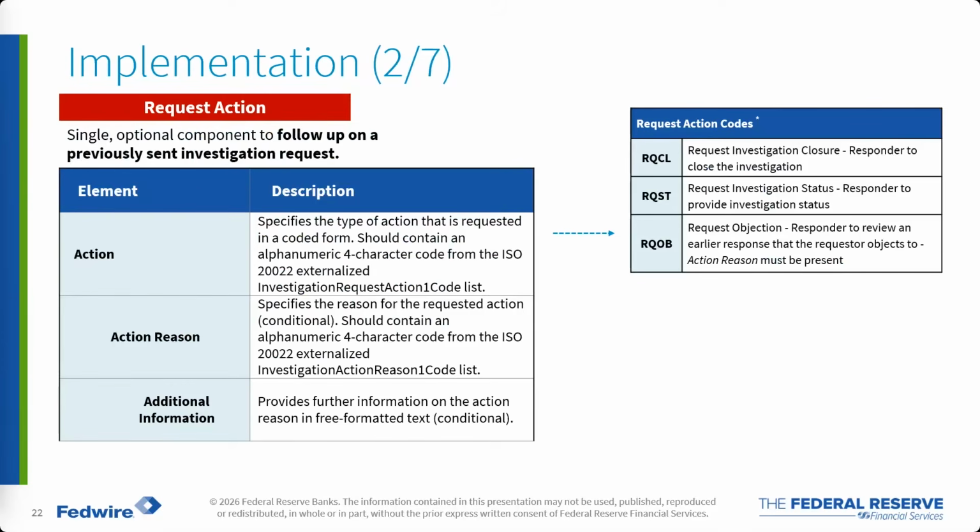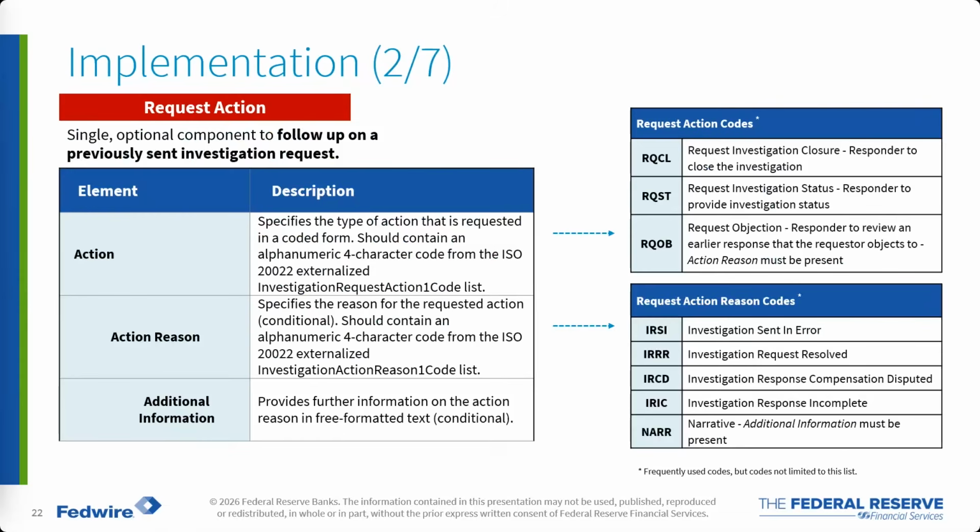Now, one of the codes that will definitely resonate with our audience today is, for example, where you ask for an investigation status. Because what we've heard a couple of months in since we went live is that not all investigation requests are always answered. So what you could do if you do not receive an answer to your question is resend your investigation request, and in the request action component, you will use the code RQST, where you say, I'm following up on a previously sent investigation request for which I have not received a response so far.